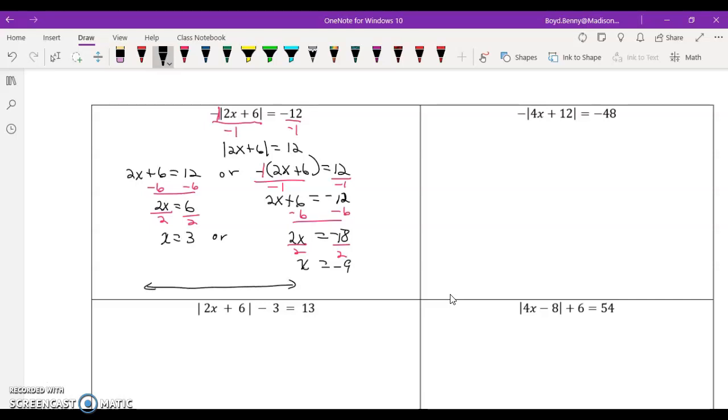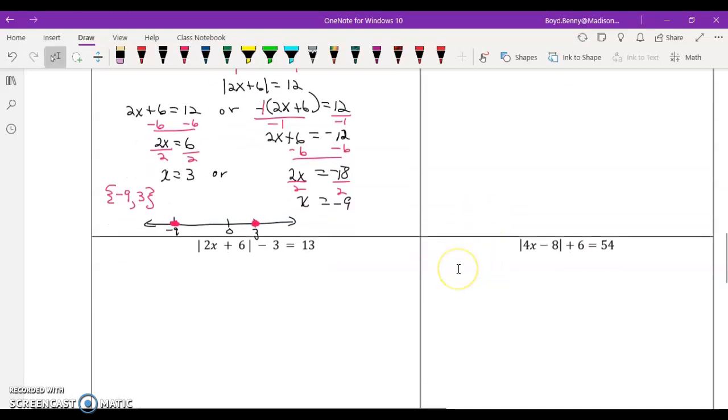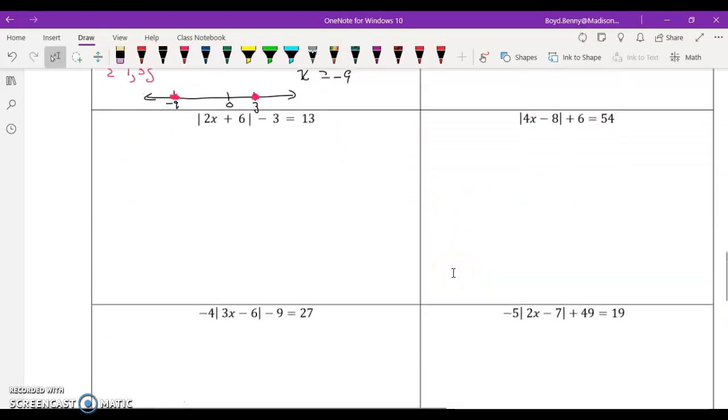So again, if I'm asked to graph this, 0, we'll put our 3 right about here. So let's go ahead and put a solid dot on -9 and a solid dot on 3. We're asked to write this in set notation, -9, comma, 3. Okay? All right, let's move on to the next example before we run out of time here.